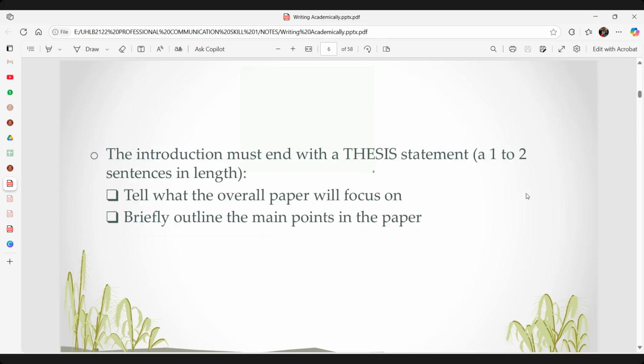Now, the thesis statement is going to be one to two sentences, but ideally it is just one sentence. This is something I said earlier on. A thesis statement is a summary, right? It is a summary or overall view of your paper, your report.